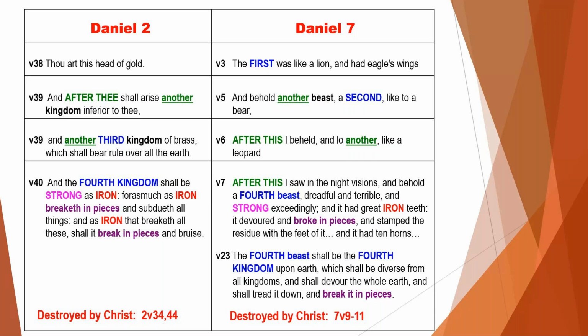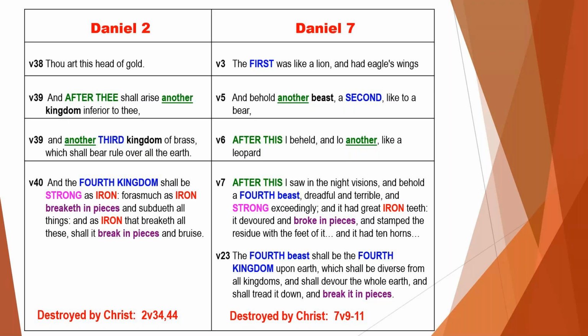Verse 40, the fourth kingdom, strong as iron. After this I saw in the night a fourth beast, dreadful and terrible, with strong iron teeth, breaking in pieces. Verse 23, this is the important one. The fourth beast shall be the fourth kingdom, which shall be diverse from all kingdoms upon the earth and shall break it in pieces. It's destroyed by Christ. Both of these last beasts are destroyed by Christ.